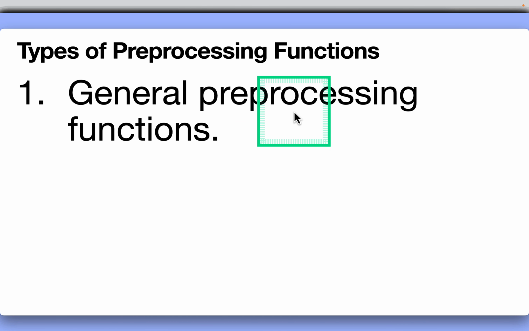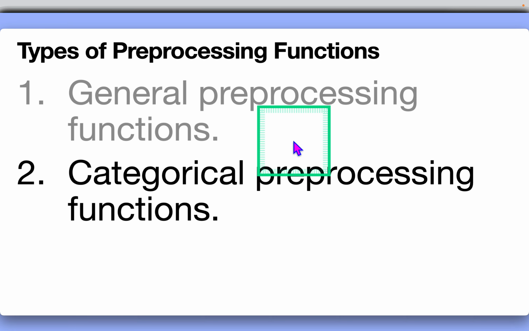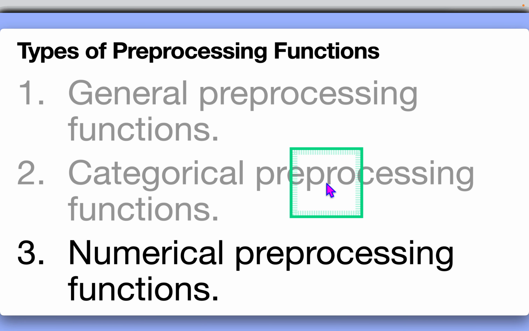Types of pre-processing functions. We have general purpose pre-processing functions, like ml.imputer, which I'll be covering, and it can be used on string or numerical expressions to perform data cleanup. And we have categorical pre-processing functions, which I'll be covering. And the third one is numerical pre-processing functions.